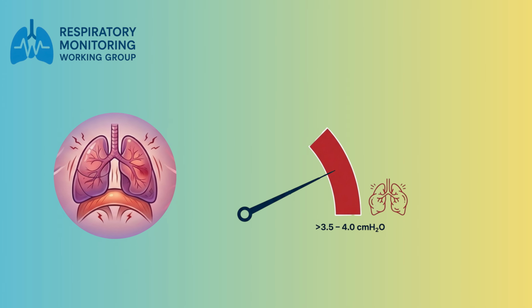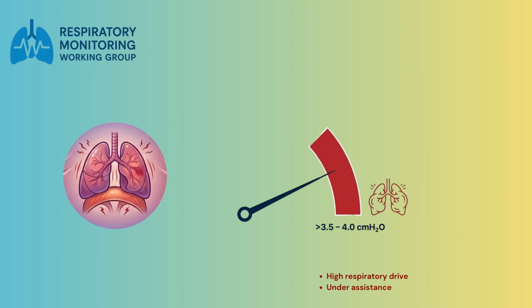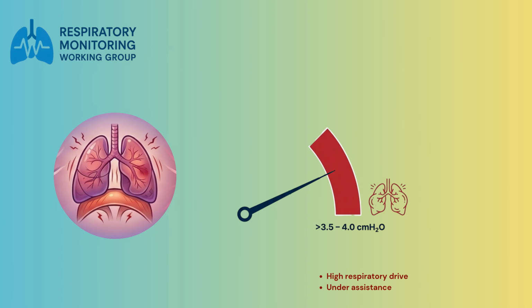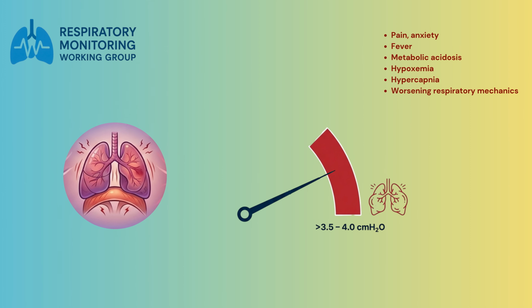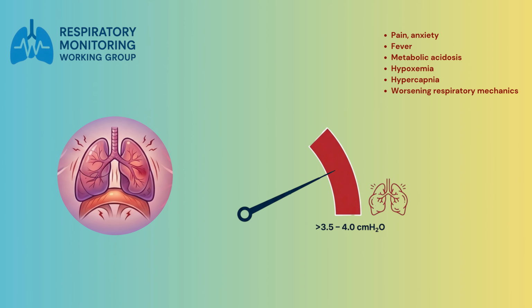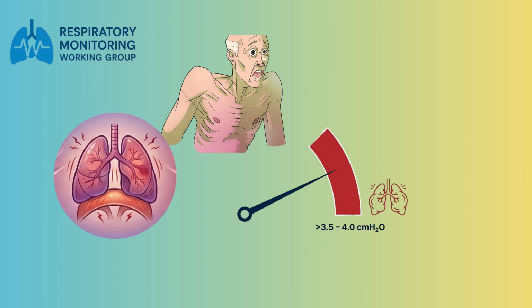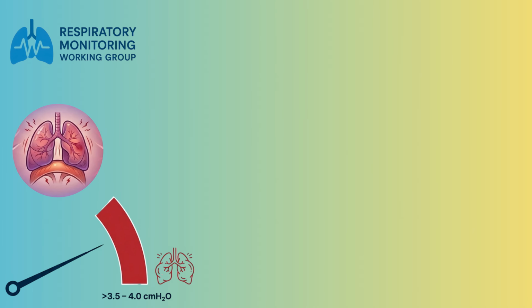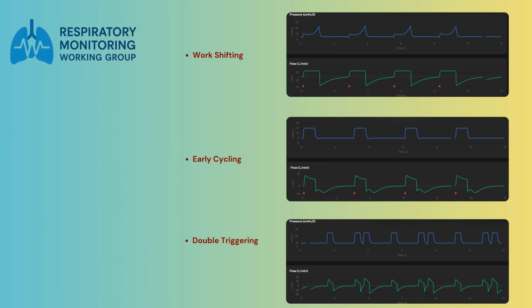A high P0.1, usually above 3.5 to 4, suggests high respiratory drive and possible underassistance. This should prompt reassessment for causes such as pain, anxiety, fever, metabolic acidosis, hypoxemia, hypercapnia, or worsening respiratory mechanics. High P0.1 has been associated with dyspnea and worse outcomes in observational studies. High P0.1 values have been associated with patient-ventilator asynchronies, in the form of flow starvation or work shifting, early cycling, and true double triggering.